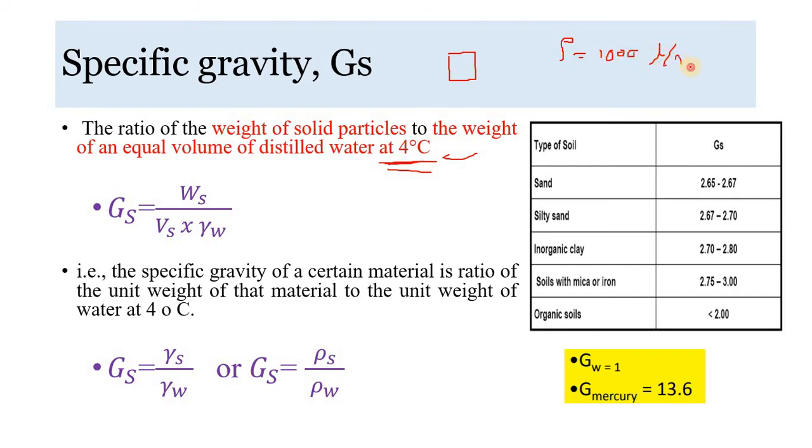kg per m cube. Okay, so 4 degree Celsius is important here. आता आपण बघू, हा स्टँडर्ड आहे वॉटरचा, ठीक आहे. So the ratio of weight of solid particles to the weight of an equal volume of distilled water. So weight of solid particles is Ws and weight of equal volume of distilled water.